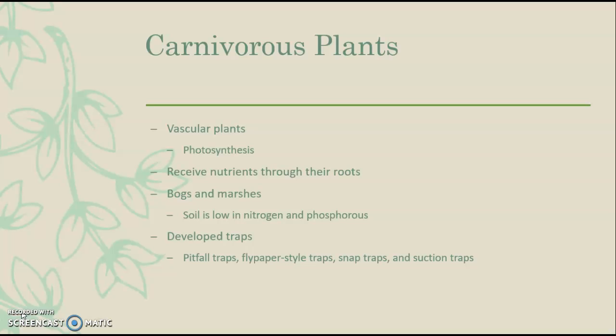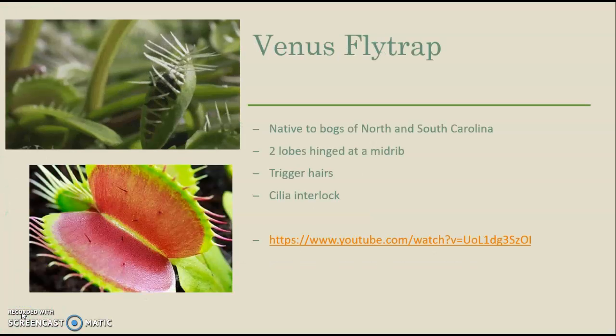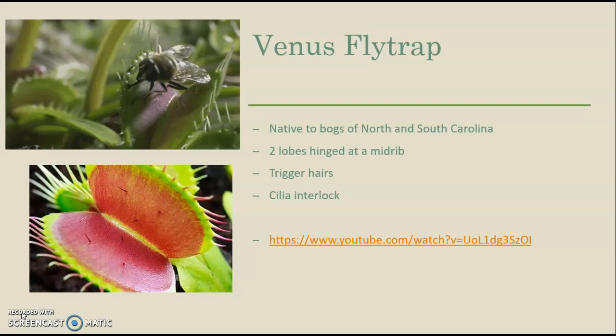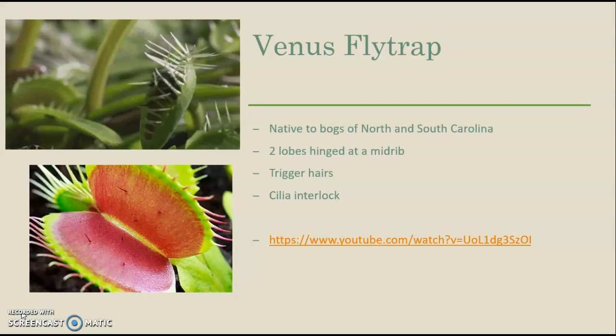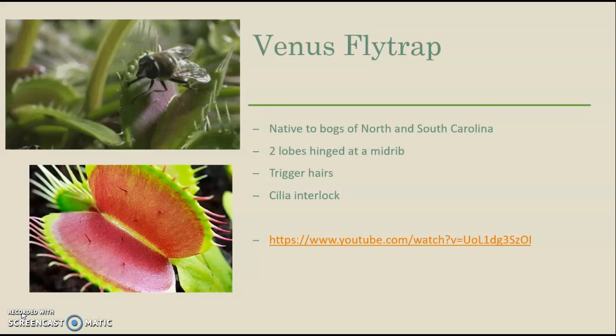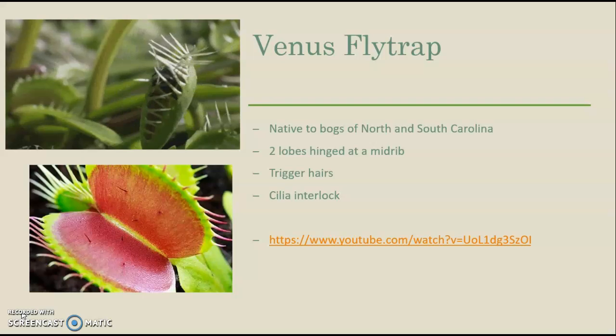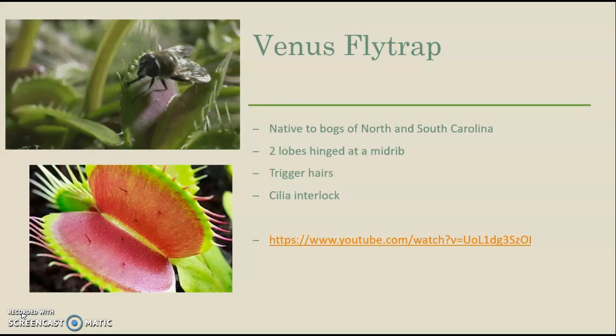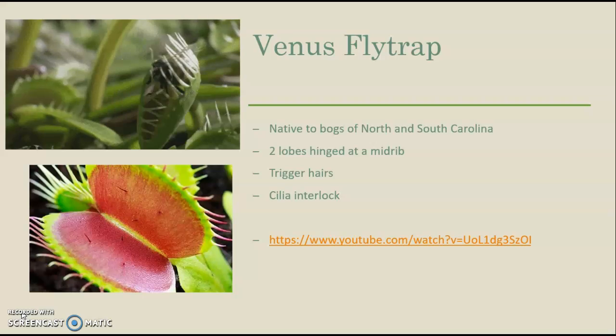The traps that these plants have developed are pitfall traps, flypaper style traps, snap traps, and suction traps. Venus flytraps are an example of a predation or carnivorous plant. Venus flytraps are native to bogs of North and South Carolina. They have two lobes hinged at a midrib, and they have trigger hairs on each of these lobes.